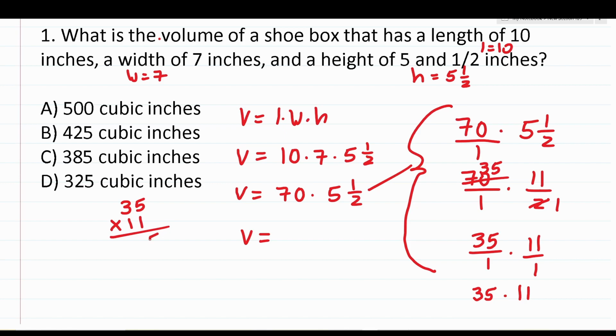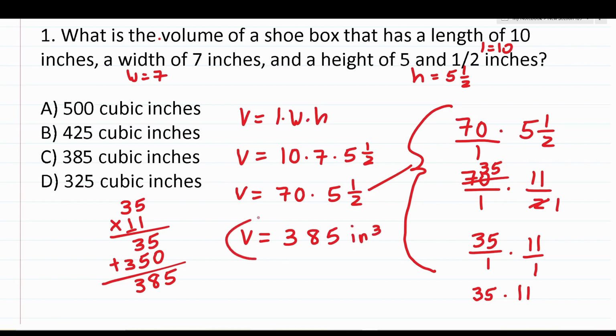5 times 1 is 5, 3 times 1 is 3. Before we start multiplication with this 1, we have to bring in a 0 placeholder. 1 times 5 is 5, 1 times 3 is 3. Let's add these together. 5 plus 0 is 5, 5 plus 3 is 8, 3 plus nothing is 3. So the volume of our shoebox that has a length of 10, a width of 7, and a height of 5.5 is 385 cubic inches, which is answer choice C.